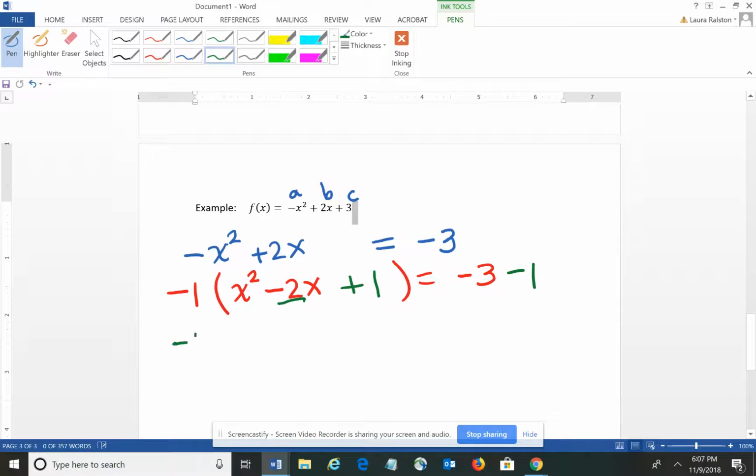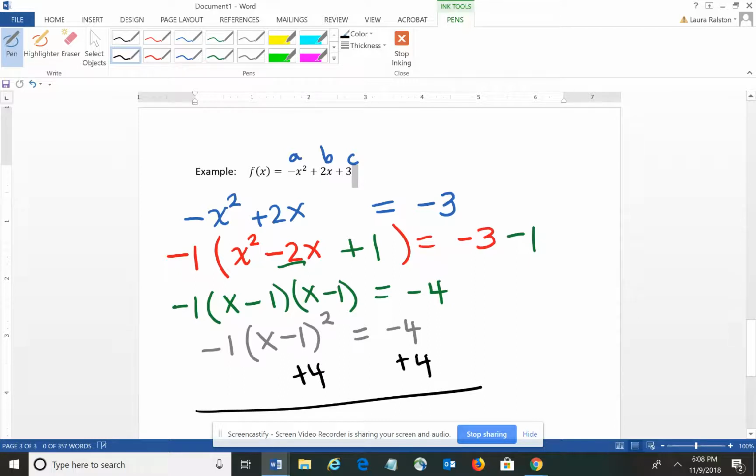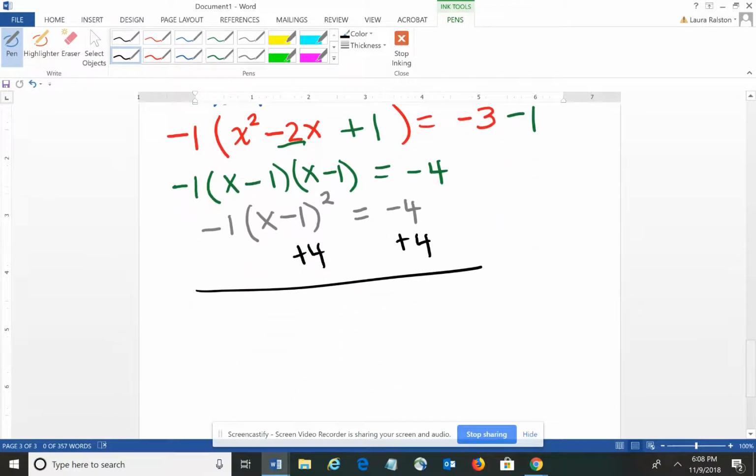So if I factor, I have negative 1 times (x minus 1) times (x minus 1) equals negative 4. Putting it back together, I have negative 1 times (x minus 1) squared equals negative 4. Put everything back together on the left side. So I'm going to add 4, add 4. So we have negative 1 times (x minus 1) squared plus 4.